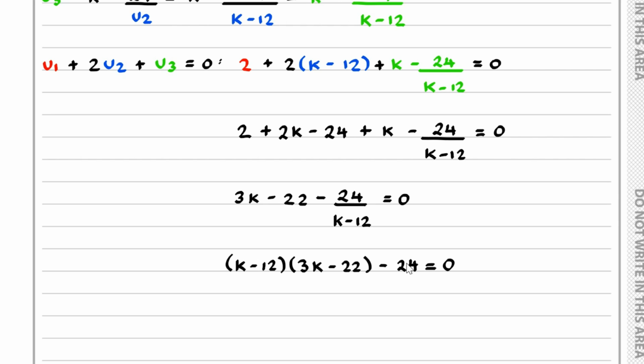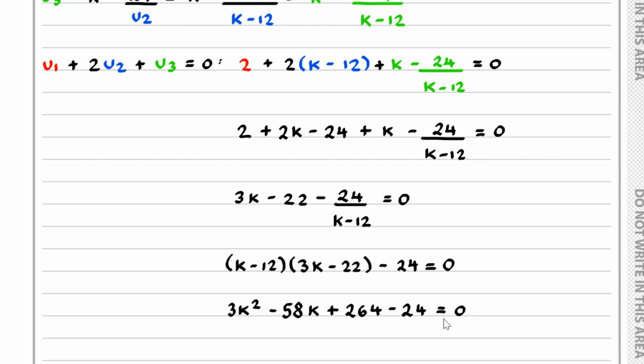Let's expand and simplify. k times 3k is 3k squared. k lots of negative 22, that's negative 22k. And then we have negative 12 times 3k, that's negative 36k. So negative 36k minus 22k is minus 58k. And then we have minus 12 times minus 22, that's plus 264. And then we've got the minus 24.